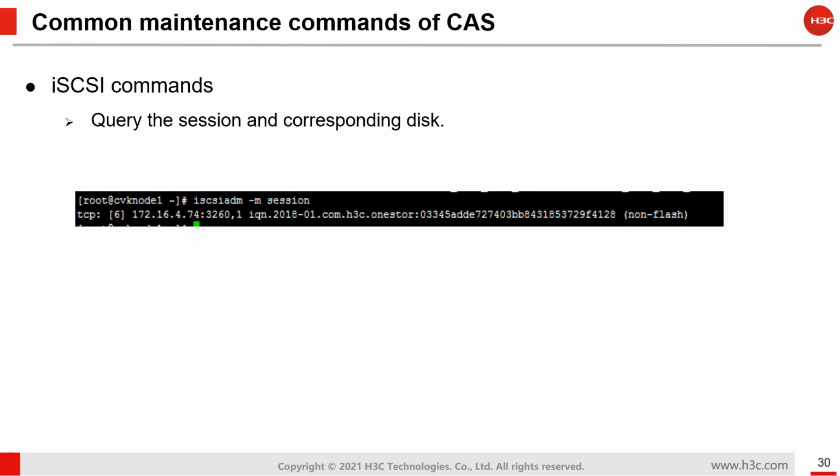Then let's talk about iSCSI commands. If you want to query the session and the corresponding disk about iSCSI, you can run iscsiadm -m session to check the session and the corresponding disk. In this example, we can see the IQN, which means the corresponding disk, and the information about this session.